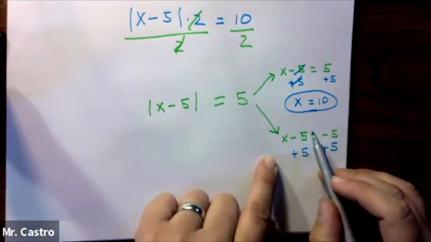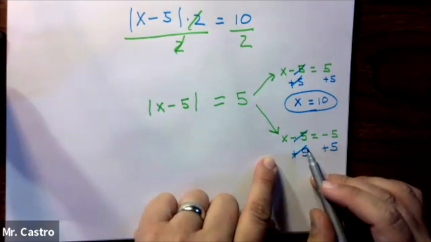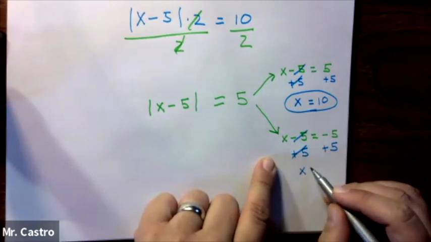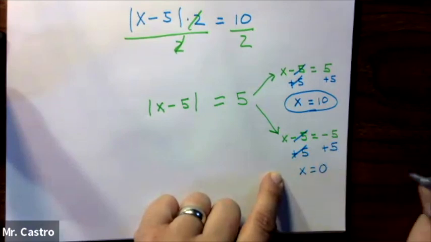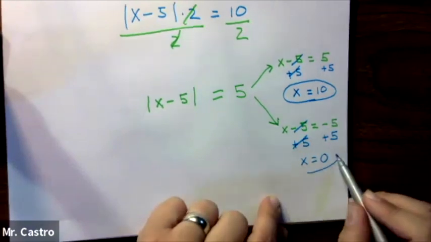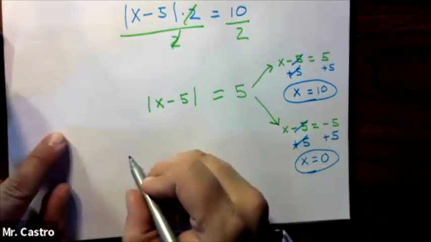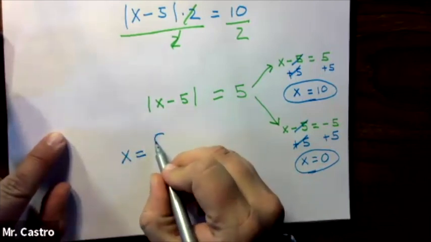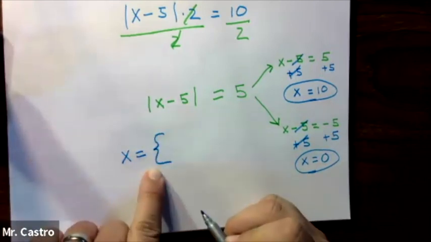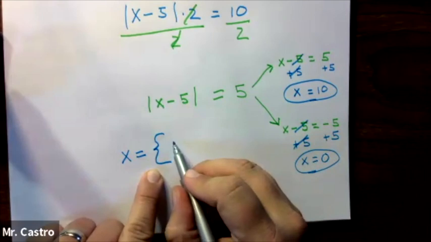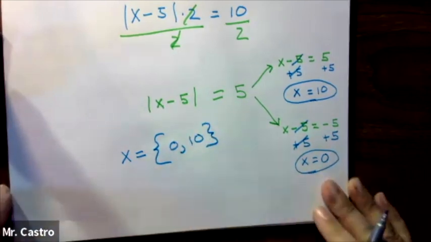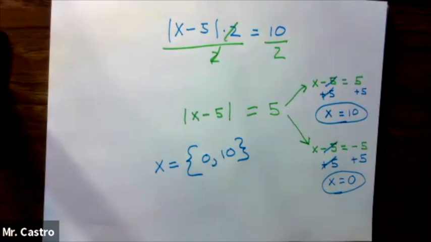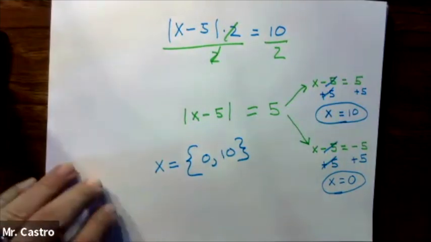X minus 5 plus 5, that goes to 0. 0 plus x is x. And here, minus 5 plus 5 goes to 0. So x is equal to 0. And so that's where we get x is equal to {0, 10}. All right. Very good.